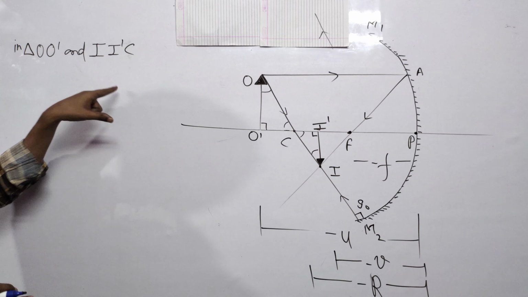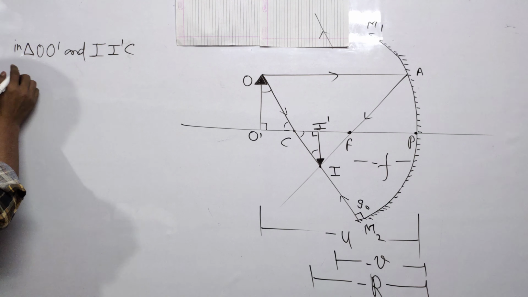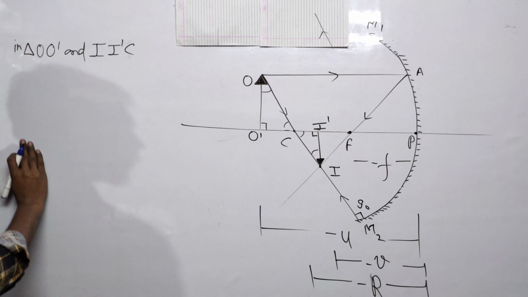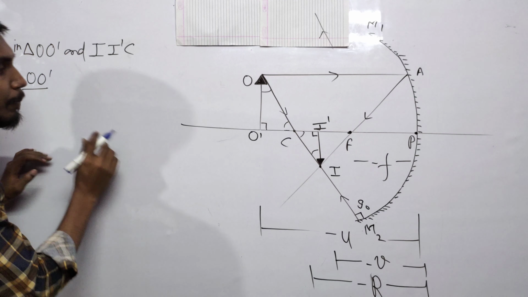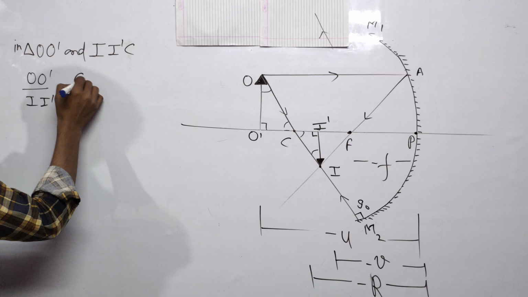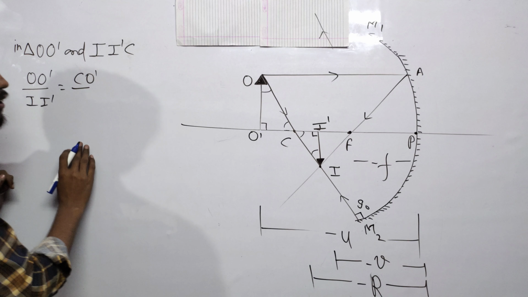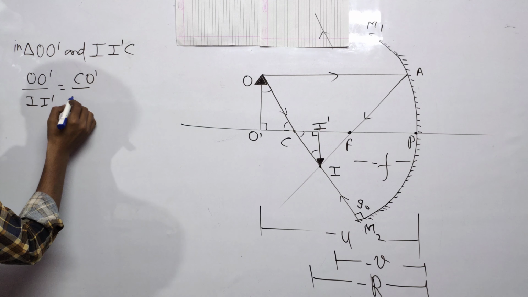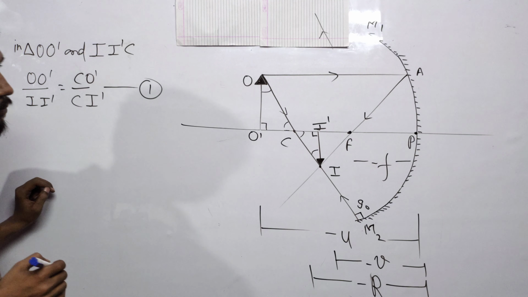So that we know very well that the ratio of corresponding sides, O dash upon I dash, is equal to CO dash upon CI dash. Equation number first.